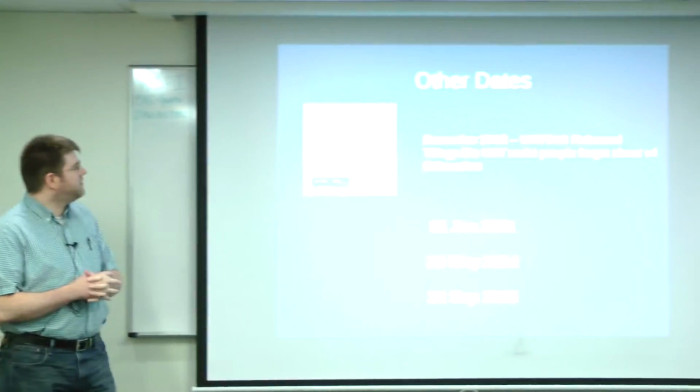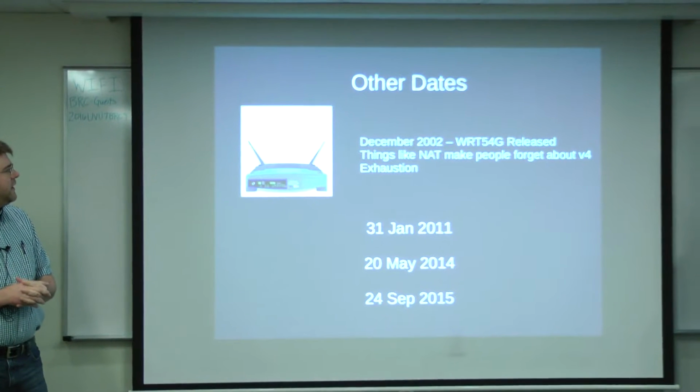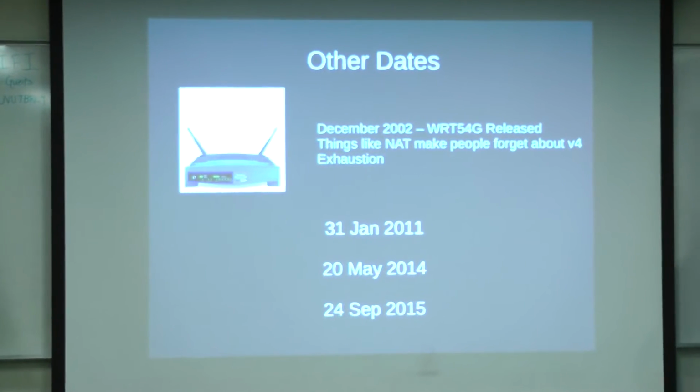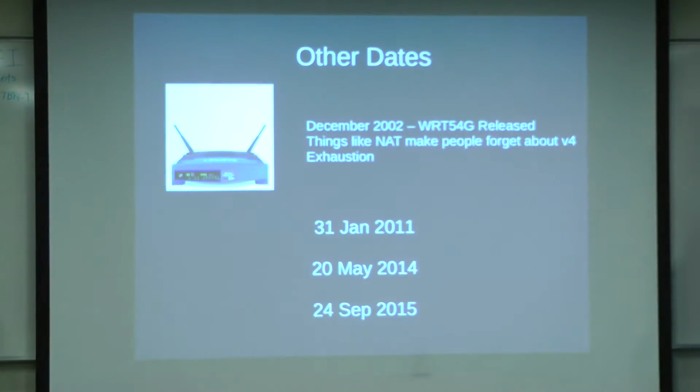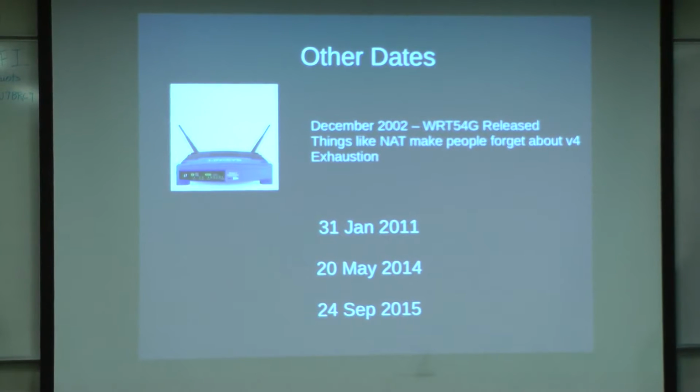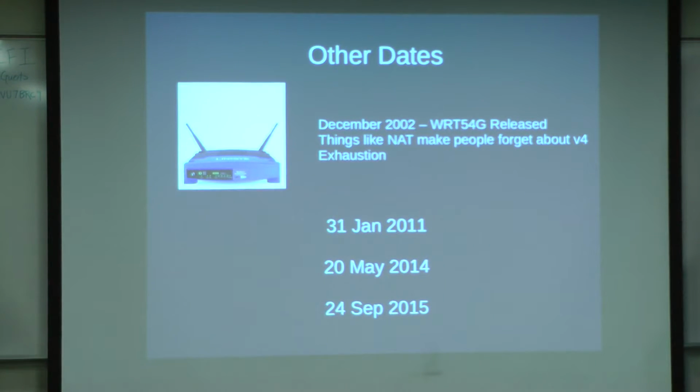Some other things. So I have spent a lot of time with these. They are awesome little devices. But in December 2002, the WRT54G comes out for the first time. It and a lot of other devices that sprung up around this time, as well as broadband, brought NAT into the common person's network. And it made us forget about things like IPv4 exhaustion.